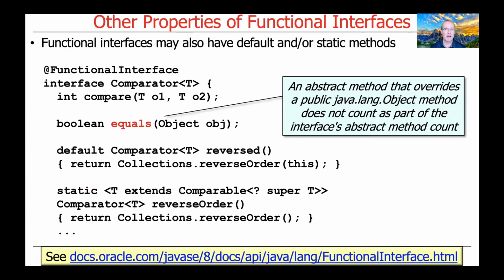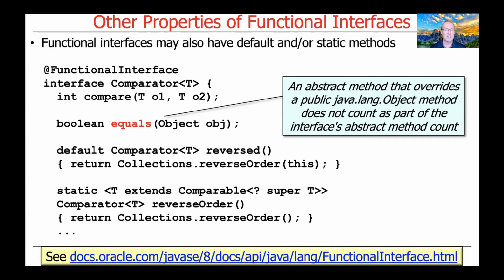The final method I want to talk about here, though, is perhaps the most interesting, and that's the equals method. Equals is actually an abstract method that is overriding the equals method defined in the java.lang.Object class. Interestingly enough, this extra abstract method does not count towards the interface's abstract method count. There still is only one abstract method from the point of view of this being a legitimate functional interface. And that's because any abstract methods that are inherited from java.lang.Object just don't count. It's kind of a special case. It's what they call the exception that proves the rule.